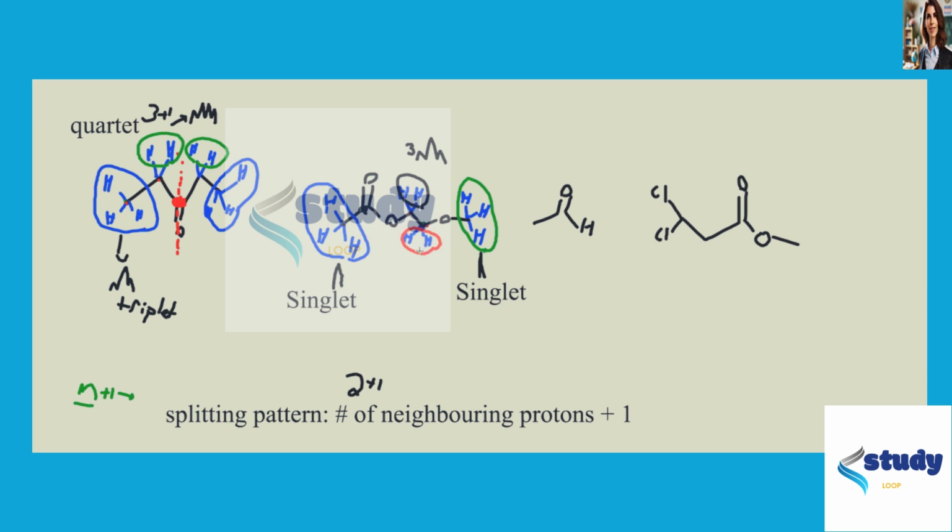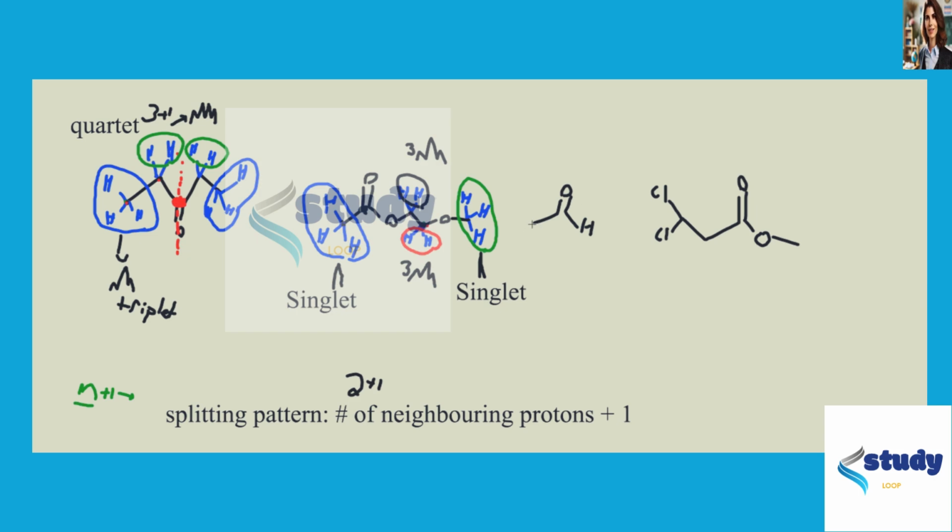Now for the red protons, we have these 2 protons bound to a central carbon. The central carbon is bound to an oxygen that has 0 protons attached to it, and is also bound to a carbon that has 2 protons attached to it. So in total, we have a neighboring of 2 protons, so 2 + 1 equals 3. So we also have a triplet for these red protons as well. And in total, we have 1, 2, 3, 4 chemically distinct protons here.